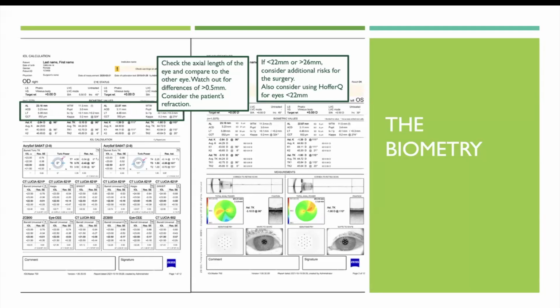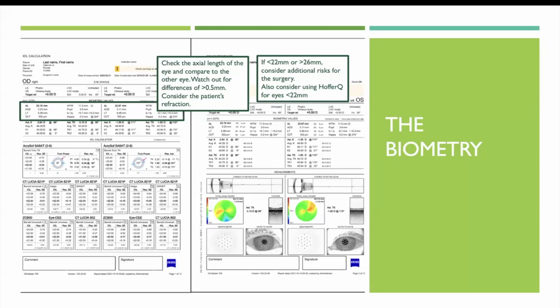So with your axial length, anything less than about 22 and anything above 26, that's just making you consider any additional risks in the surgery. And also, it will change the formula that you're using. So it depends on where you work, what formulas are being used.